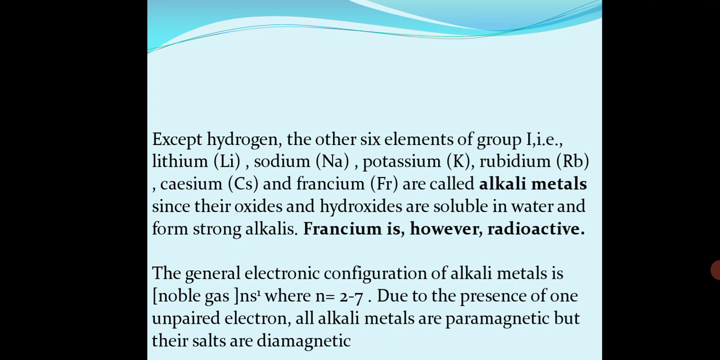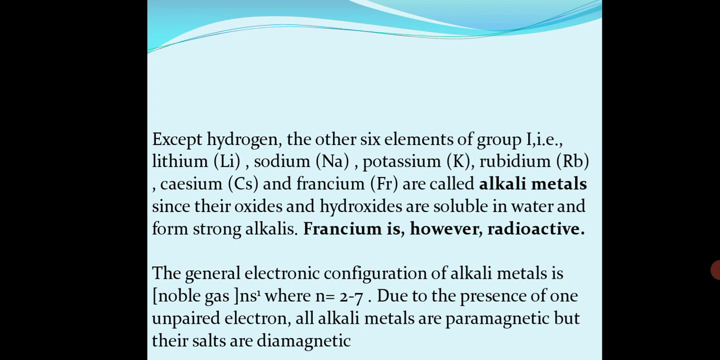The element francium was discovered quite later, in 1939 by Perey at the Curie Institute, Paris. It was discovered when actinium undergoes radioactive decay, giving francium and helium. That is Fr-223, which is the longest lived isotope.